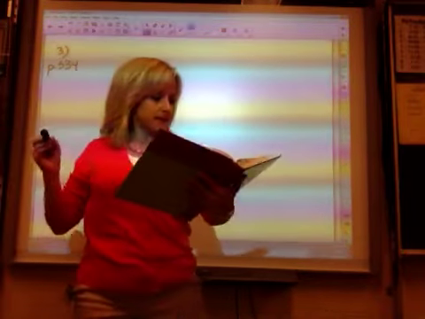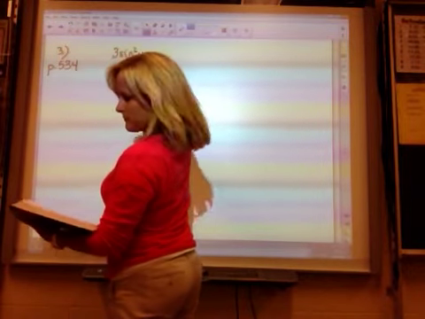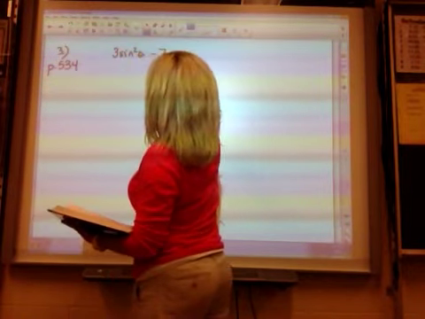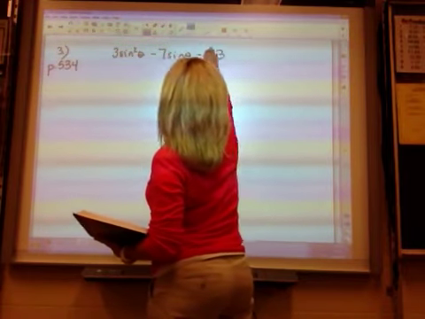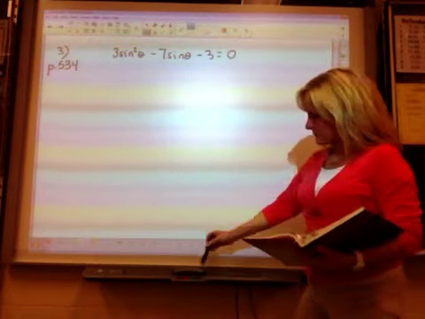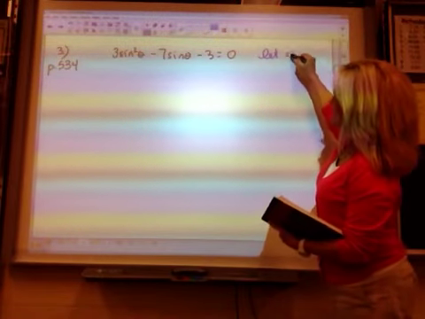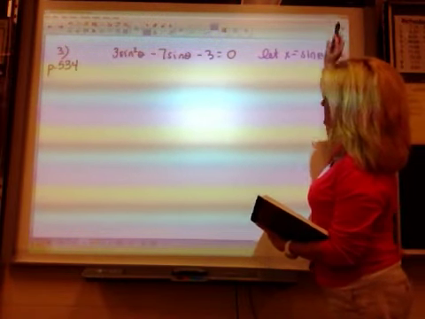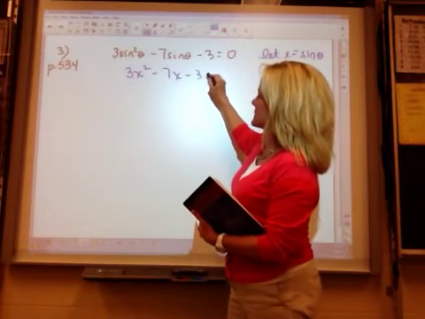So, number 3 from page 534 says 3 sine squared theta minus 7 sine theta minus 3 equals 0. We're going to substitute x in place of sine theta. So we have 3x squared minus 7x minus 3 equals 0.